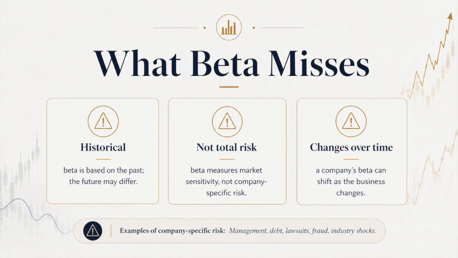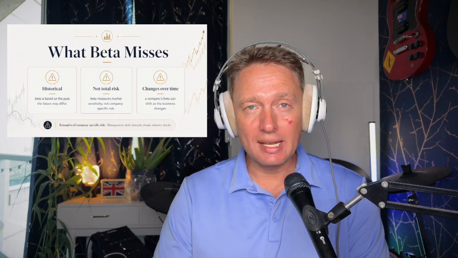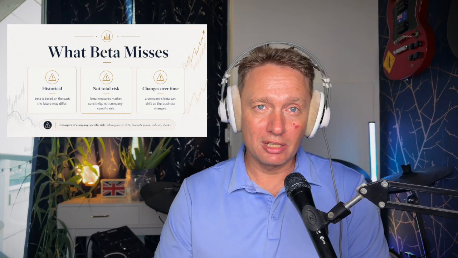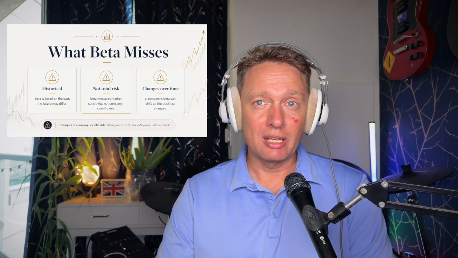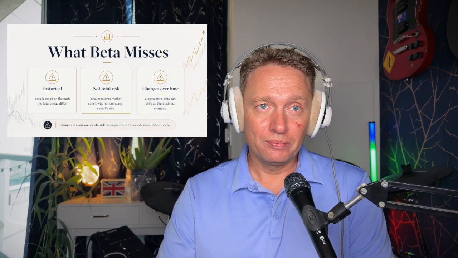And an important thing to notice is what beta misses. First, beta is usually based on historical data, and the future sometimes may not look like the past. Second, beta only measures sensitivity to the market. It does not capture company-specific risk like bad management, debt problems, lawsuits, etc. And third, beta can actually change over time. A company may become more stable, more risky, or completely different from what it used to be.